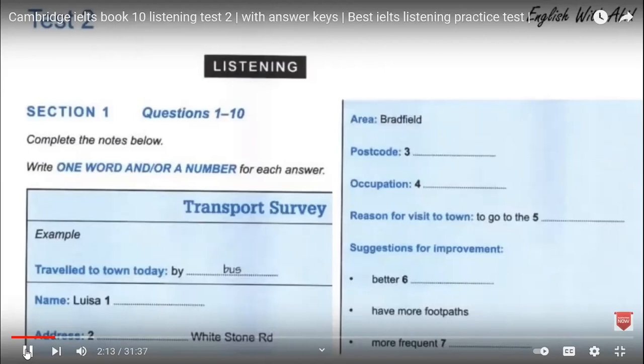Now we shall begin. You should answer the questions as you listen because you will not hear the recording a second time. Listen carefully and answer questions 1 to 5.